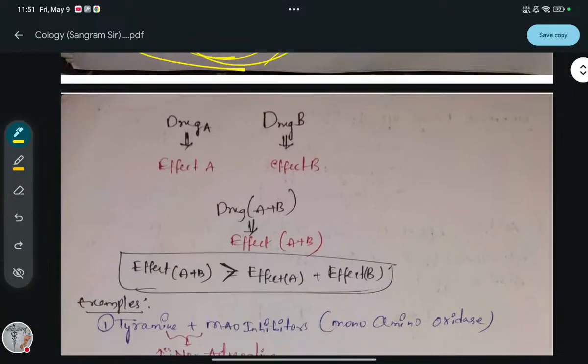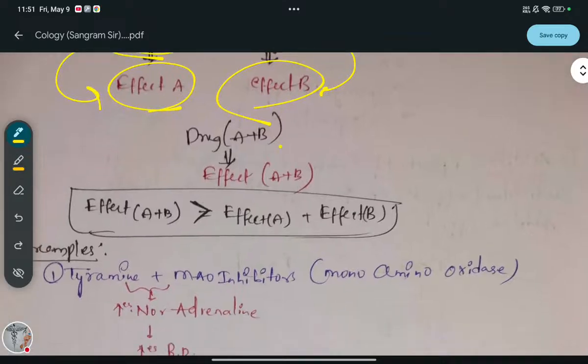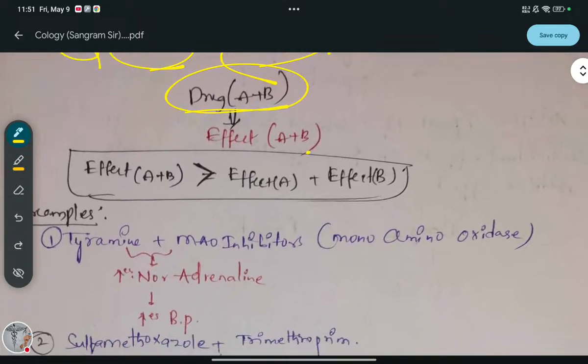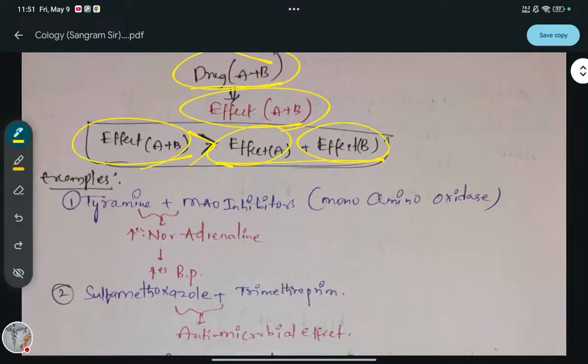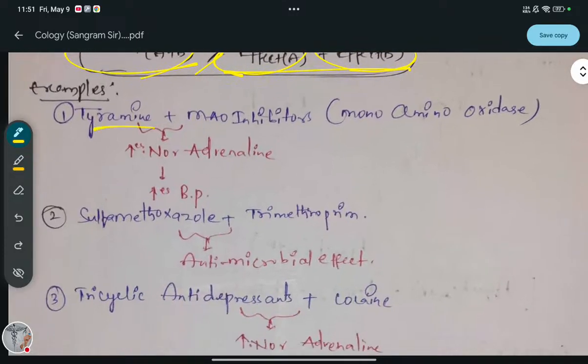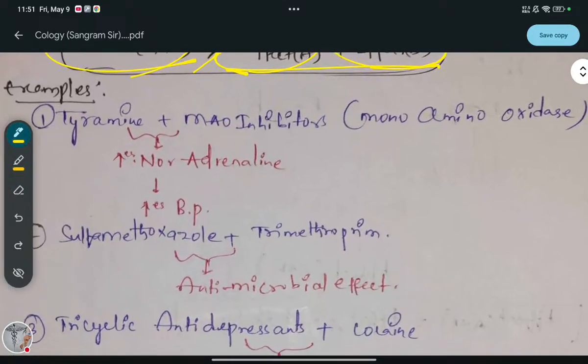For example, see here, drug A has its own effect and drug B has its own effect. But when both drugs A and B are taken together in combination, drug A plus B has more effect than the effect of drug A and the effect of drug B. Example is tyramine and MAO inhibitor.